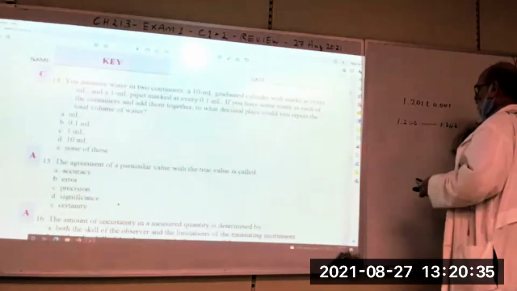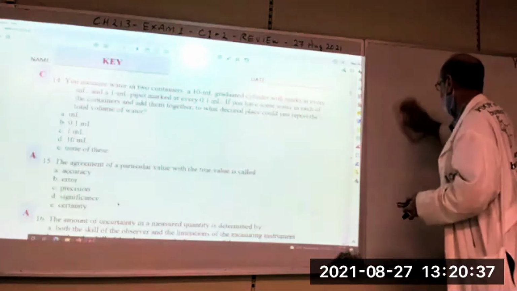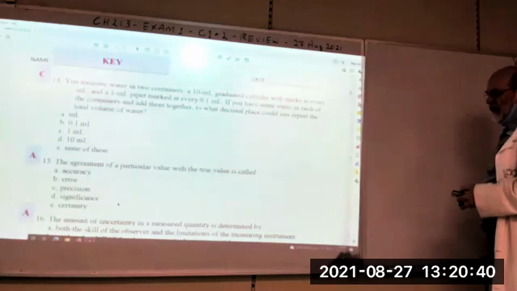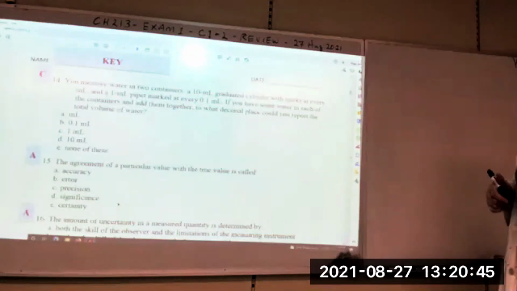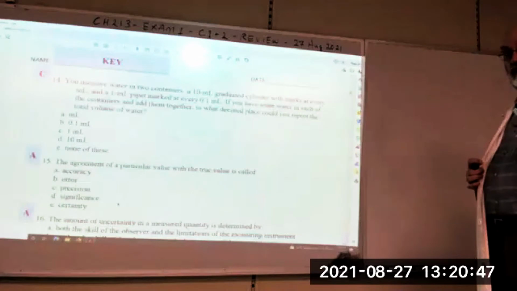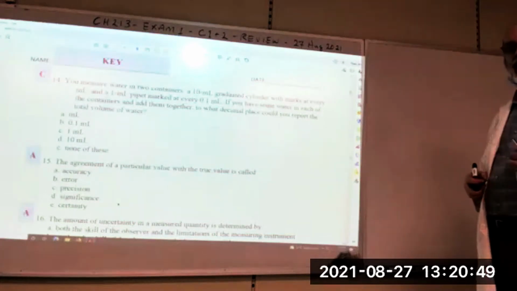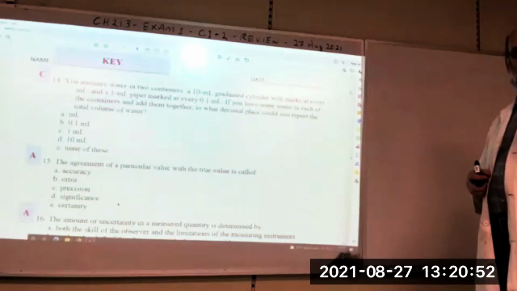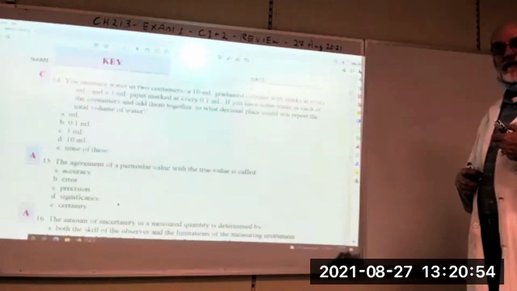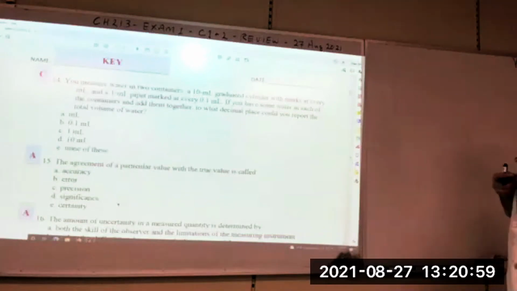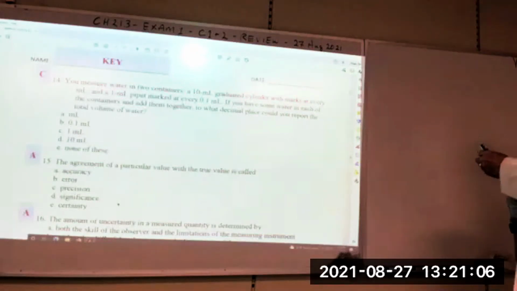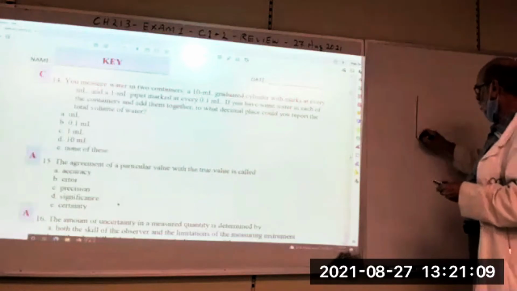You measure water in 2 containers. So I think what we're getting at here is to recognize when you're in the lab, how confident are you in your measurement? You can only be accurate. You can only express accuracy based upon the least accurate instrument in the sequence of measurements. So if you have a 10 milliliter graduated cylinder with marks at every milliliter, okay.